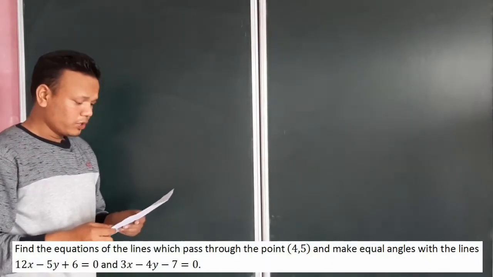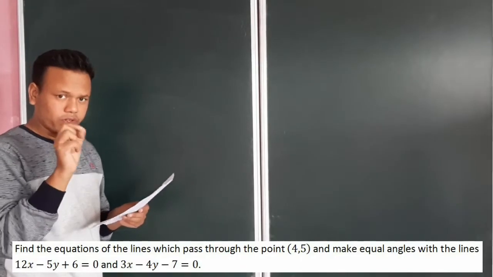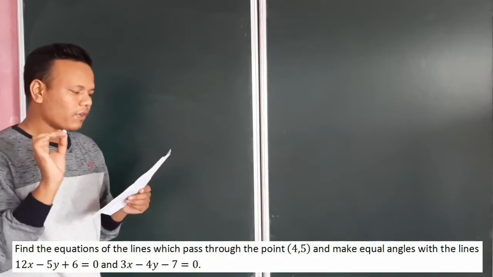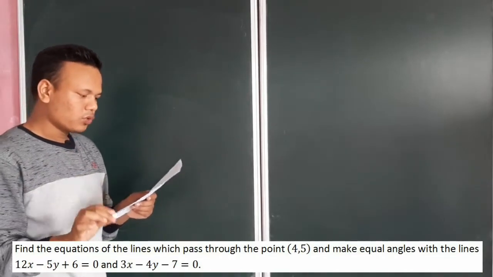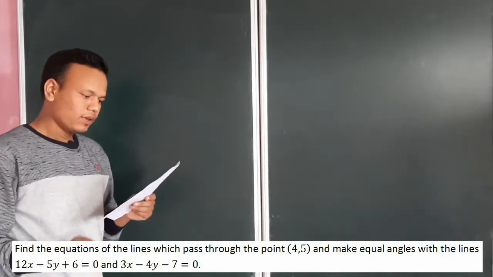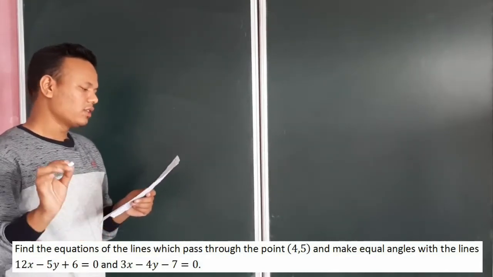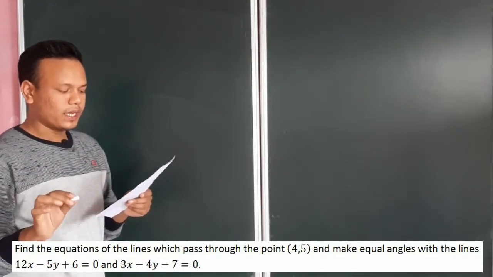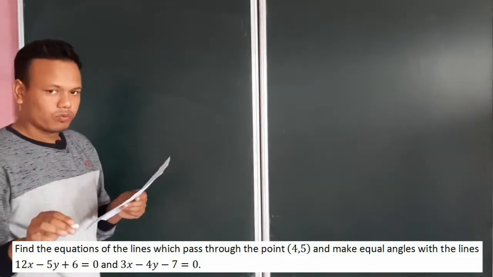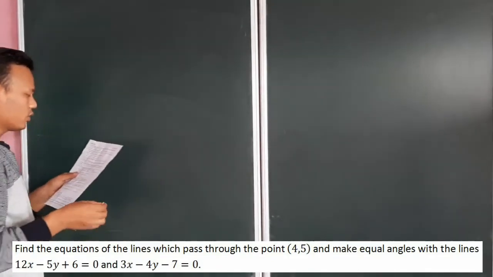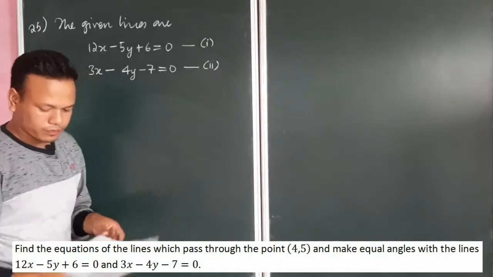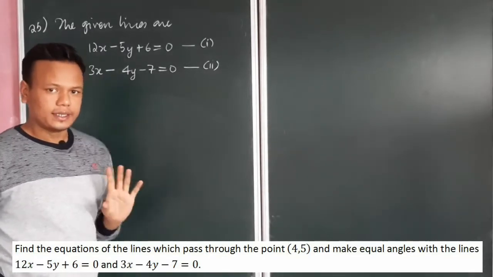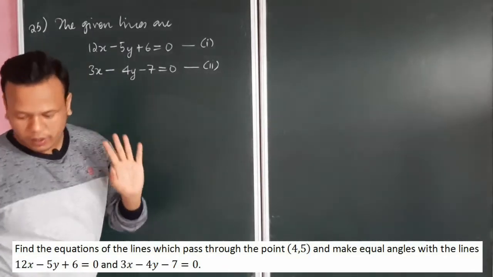Let me take question number 25 for you. This question is a bit tricky and a bit difficult for you. The question says: find the equations of the lines which pass through the point (4, 5) and make equal angles with the lines 12x minus 5y plus 6 equals 0 and 3x minus 4y minus 7 equals 0. First let me note down what is given to us. These are the two given lines, and you have to find the equation of such lines which pass through (4, 5).